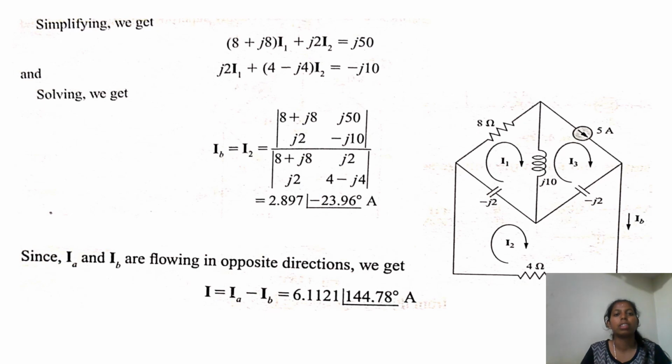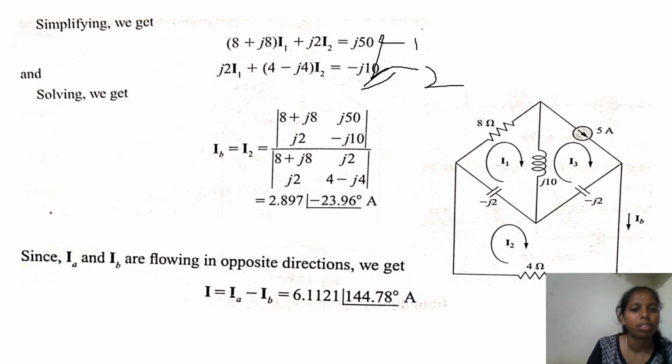Next, move on to the further simplification. After simplifying the equations, we'll get (8 plus J8) into I1 plus 2J I2 is equal to J50, and another equation is J2 I1 plus (4 minus J4) into I2 is equal to minus J10. Let's call this equation number 1 and let's call this equation number 2. After simplifying these equations, we'll get the values.